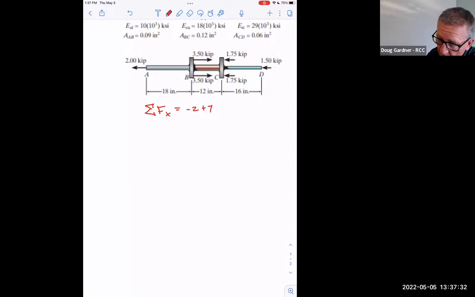And then I've got two 1.75s, or a total of 3.5 going left. And then I've got 1.5 going left. Oops, I screwed one of those up. No, I didn't. That's good. What does that all equal?